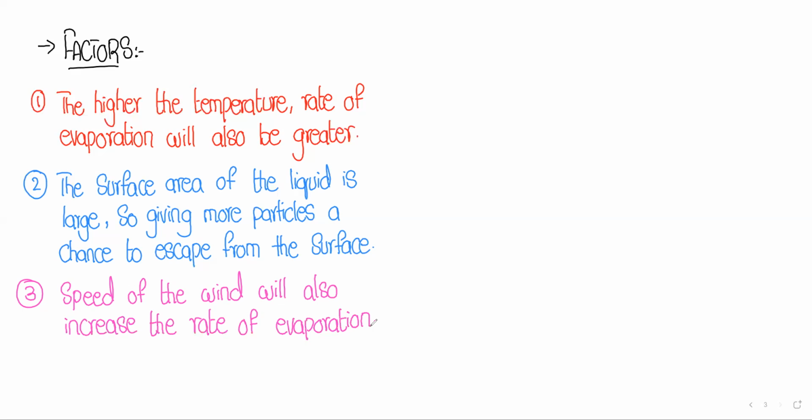The first one is the temperature. The greater the temperature, the higher the rate of evaporation. And if we increase the surface area, that will also increase the rate of evaporation. And if we increase the speed of the wind, that is a natural process, or let's suppose we place a stand fan near the floor, that will increase the speed of the wind. So that will also increase the rate of evaporation, right?